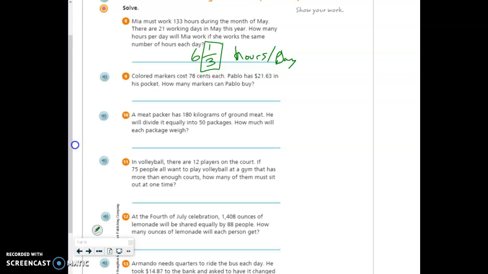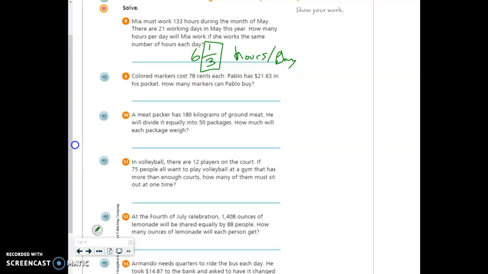Oops. All right. Next one, colored markers cost 78 cents each. Pablo has $21.63 in his pocket. How many markers? Now I know we see money, and so automatically our mind is going to jump, well, we got to turn it into a decimal. But the question isn't asking how much did each marker cost. It's not saying how much will that be in money terms. It's how many markers can he buy.